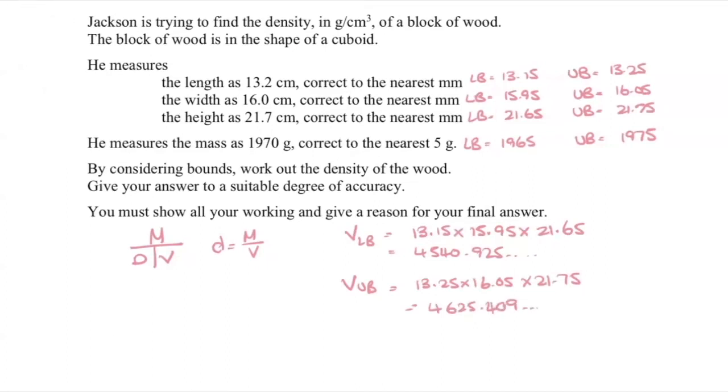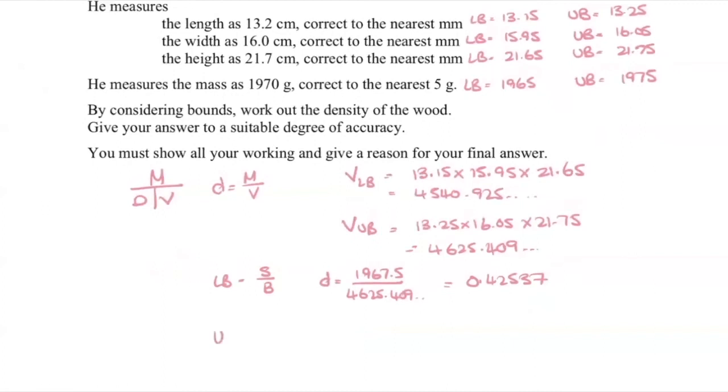Now, thinking about our density, it's a division. Now, division needs a little bit more care and a little bit more thought. To get the lowest bound, I would want to divide the smallest possible number by the biggest. So we've got the smallest number for mass being divided by the biggest number for volume. And that will give us the lower bound, the smallest possible value for density. And then upper bound kind of works the other way around. You want the biggest possible number on top being divided by the smallest possible number to get the biggest possible result.